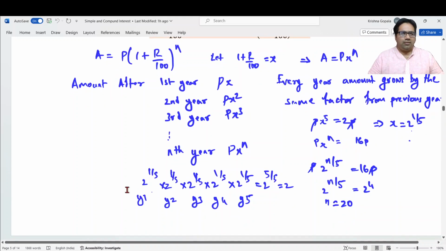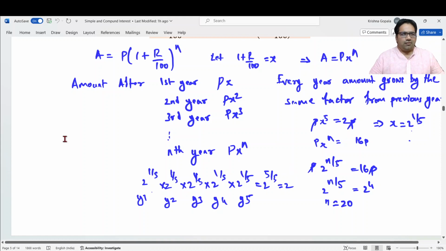What does that mean? First year, it is 2 power 1 by 5 into P. Second year, into again 2 power 1 by 5, so the total becomes 2 power 2 by 5. By third year, again into 2 power 1 by 5, it becomes 2 power 3 by 5. Like this, after 5 years, 2 power 5 by 5 equals 2 times.